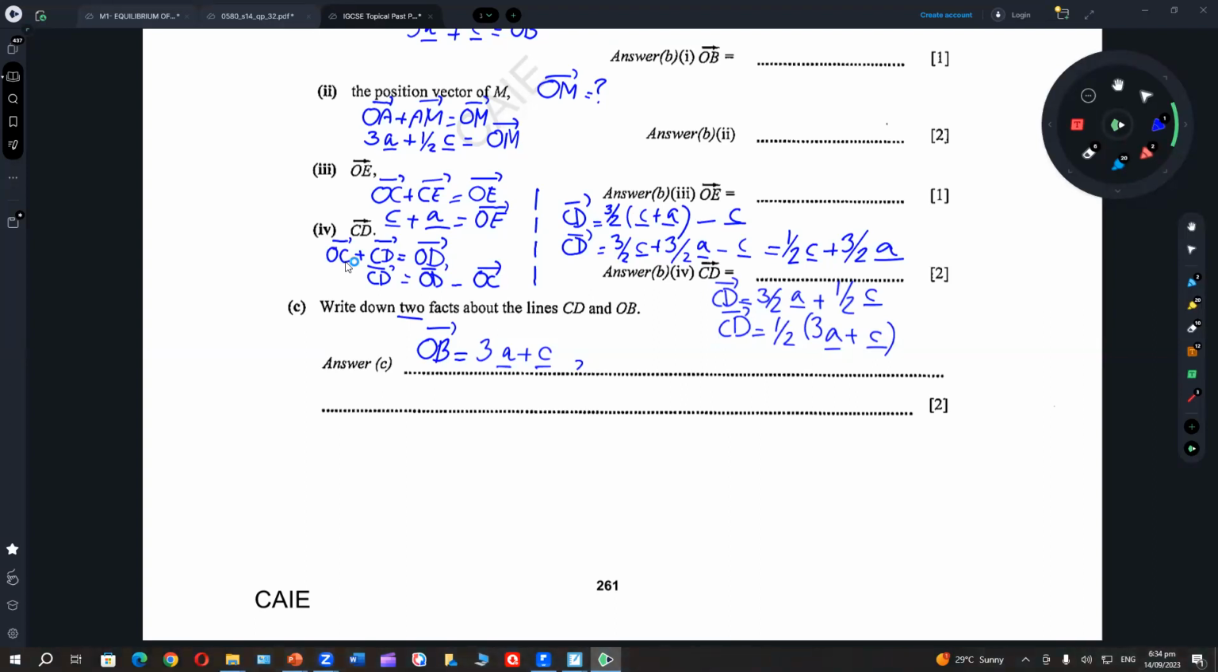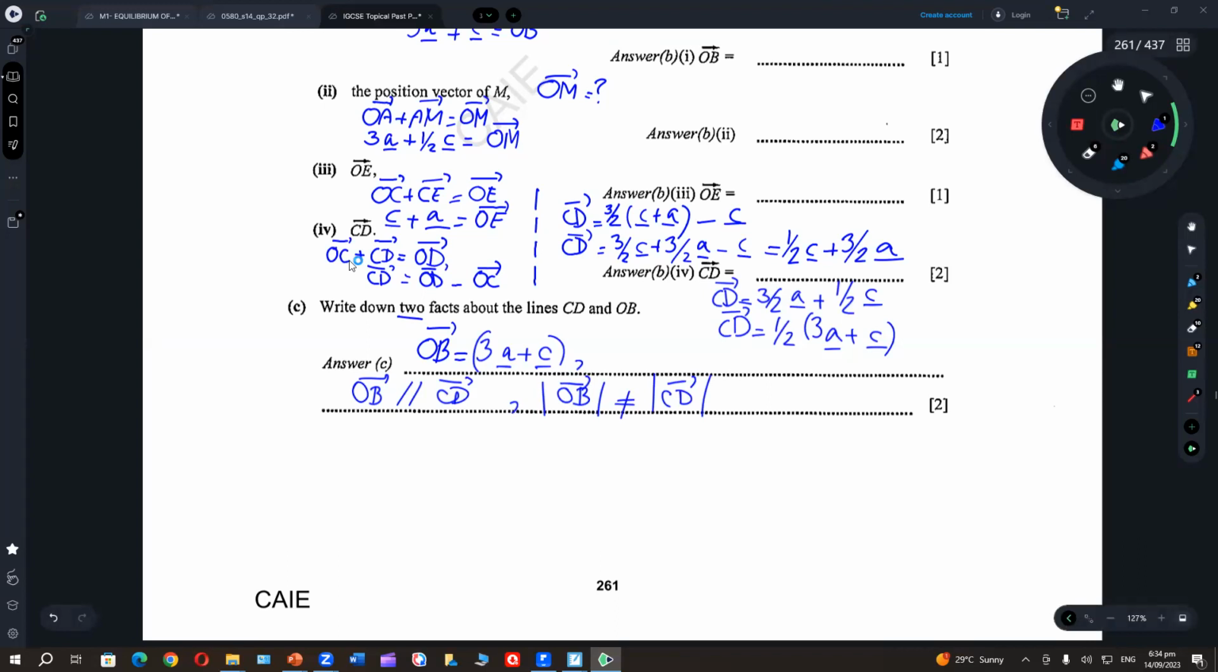So can you compare now OB and CD, and can you find anything comparable? OB and CD are in front of us. They have the same letters, and there is a difference of half. So it means that OB is parallel to CD. OB in magnitude is not equal to CD. There is a difference of half in the magnitude.